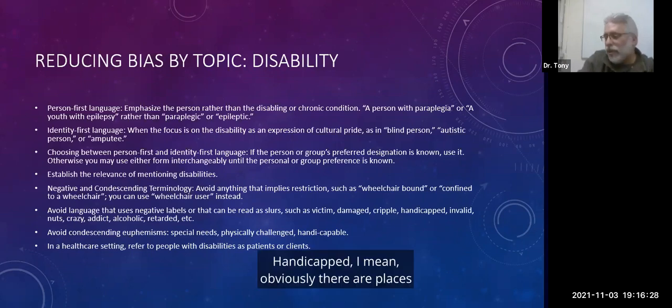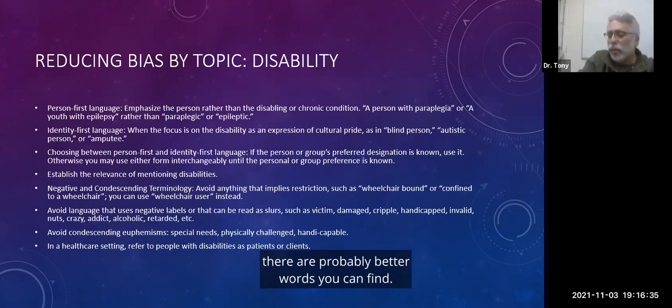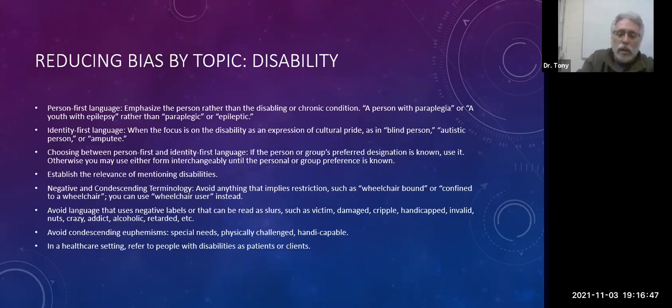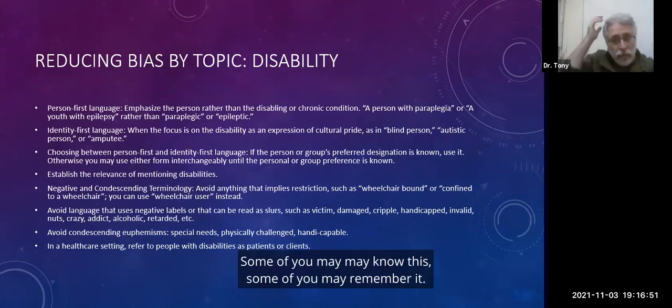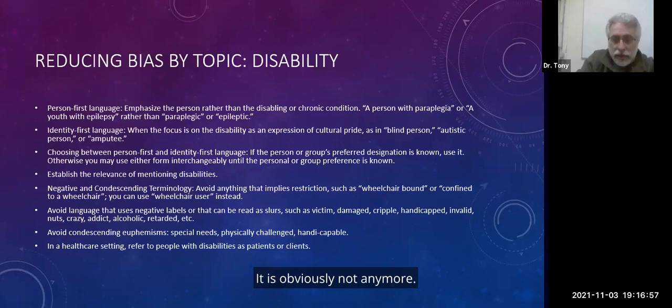Handicapped, I mean, obviously there are places where that is still used. I think in your academic writing, there are probably better words you can find. Things like, I mean, okay, these are pretty obvious, I think. Invalid, nuts, crazy. Obviously the R word, retarded, we don't use that word anymore. There was a time, some of you may know this, some of you may remember it. There was a time when the word was actually fairly common. It is obviously not anymore.